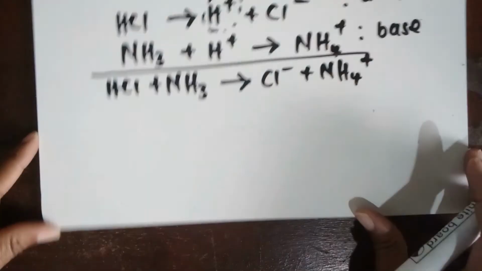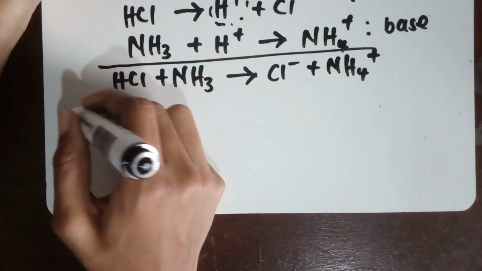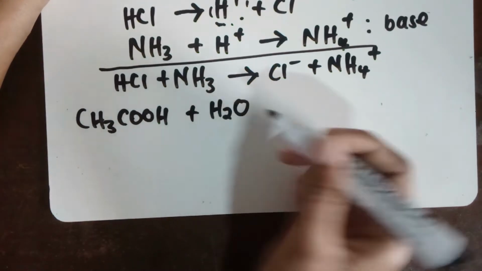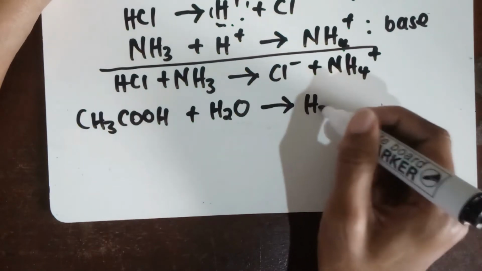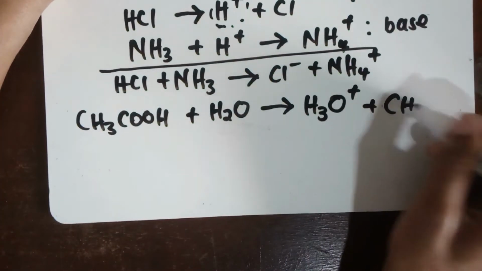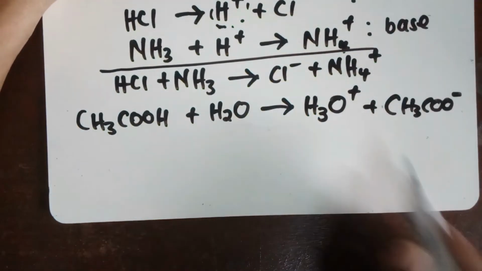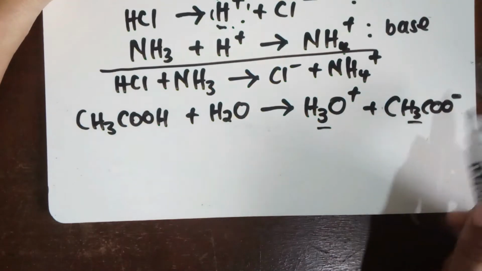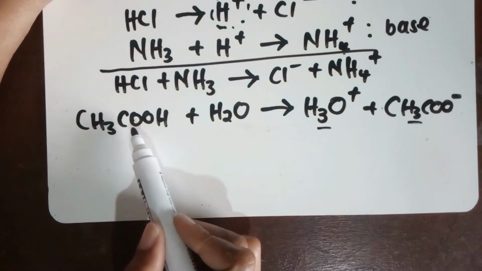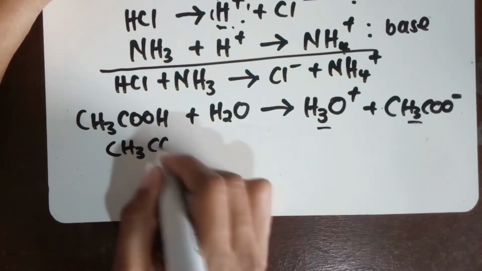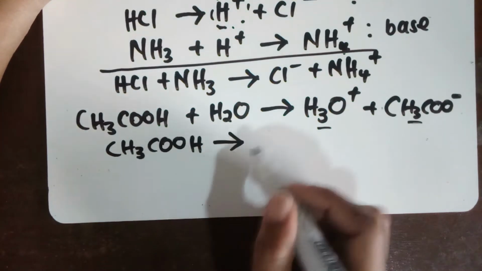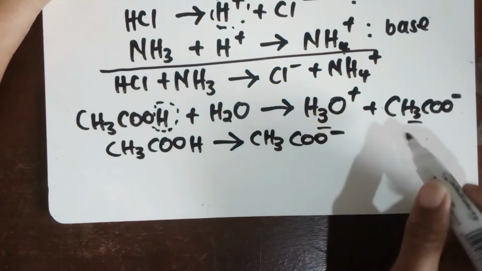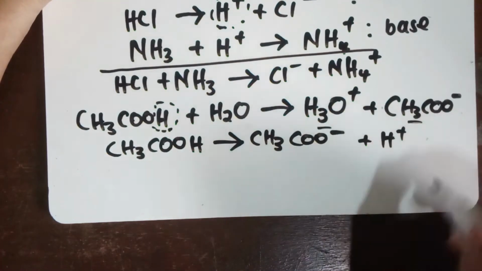Let us try to take another example. So let's say you had acetic acid, CH3COOH, plus water, which will form hydronium ions, H3O+, and CH3COO-. So for this to be true, for acetic acid and water to form hydronium ions and CH3COO-, what does it mean? It means that this must have donated a proton. So our acetic acid, CH3COOH, must have donated a proton. This proton there was removed because it's going to donate it. And we are left with CH3COO- plus H+, right?